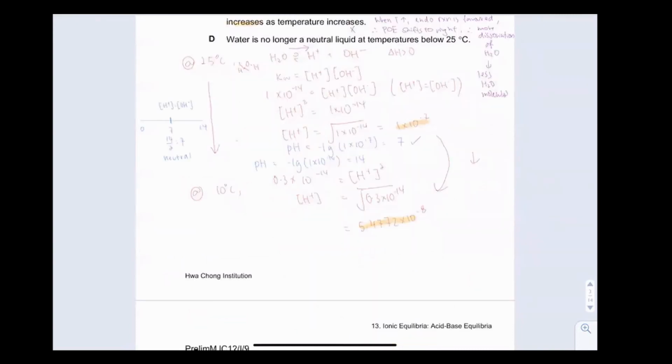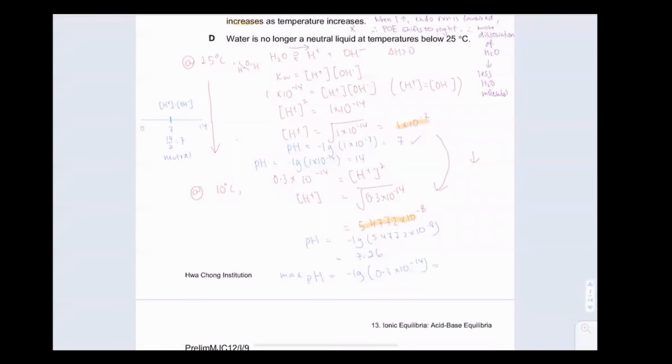So now let us look at 10 degrees Celsius. What is the pH? So pH equals negative log concentration of H+, which is 5.4772 times 10 power negative 8, which gives us a value of 7.26. Then let us take a look at the maximum pH of the entire pH scale. So that would be negative log Kw. So that would be 0.3 times 10 power negative 14. And that will give us an answer of 14.523.